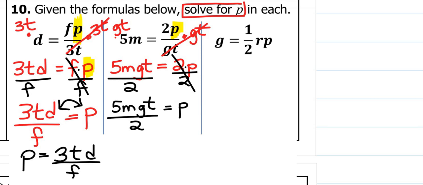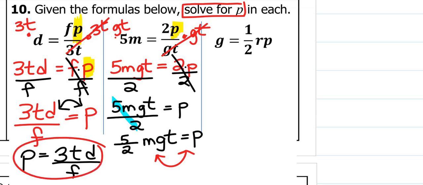One thing I want to note is you can actually just divide 5 and 2 together. So this could be rewritten. If I don't put it in decimal form and just keep it as a fraction, it could be rewritten as 5 over 2 M GT equals P. Because really, when I'm dividing by 2, I'm only dividing the numbers, 5 and 2. So that's one answer. And again, if you wanted to have these switch places so that you could see P first, you can do that, just like we did before. Let's go on to the last one.